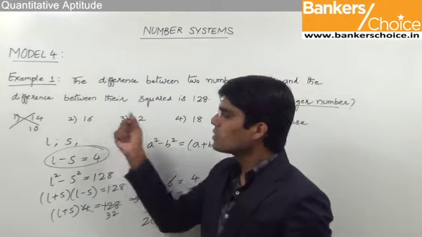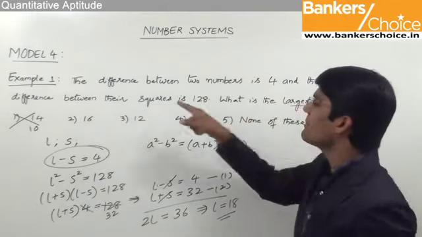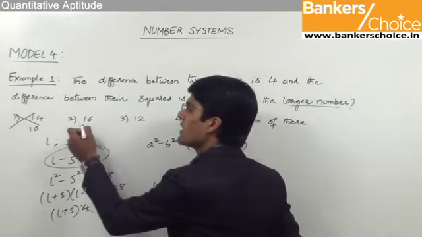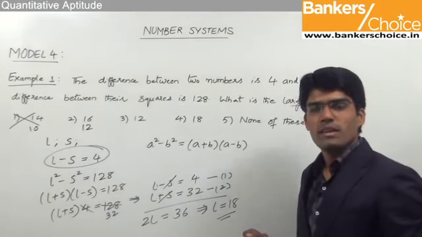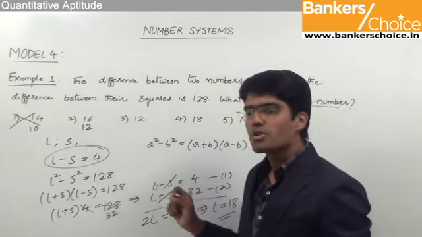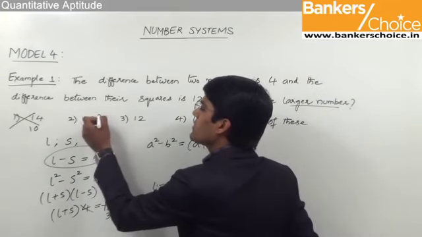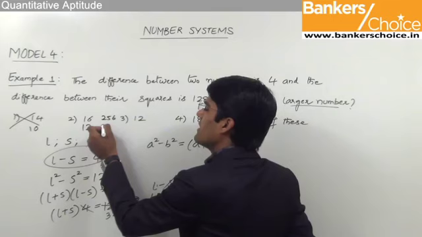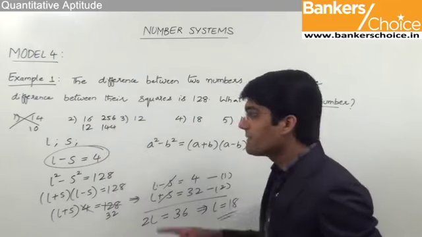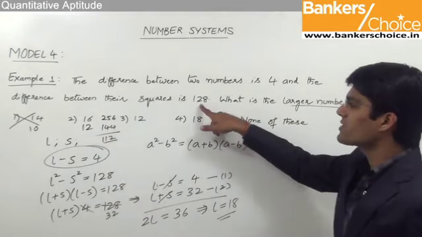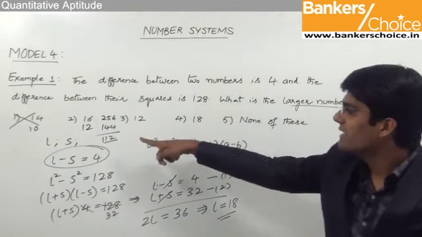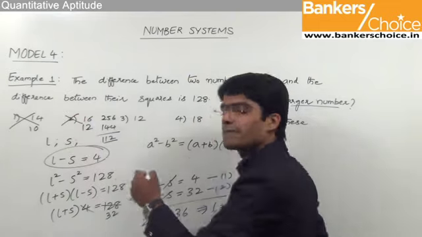Similarly, if you look at option number 2, 16, it means the larger number is 16. If larger is 16, smaller has to be 12. Why? Because the difference between the two numbers is 4. Now, let us find out the difference between their squares. 16 squared is 256 and 12 squared is 144. The difference between these two numbers here is 112. But we are looking for a difference of 128. So very clearly, even the second option gets cancelled.